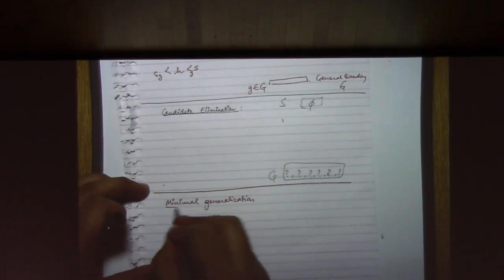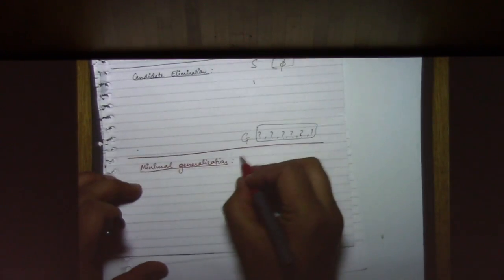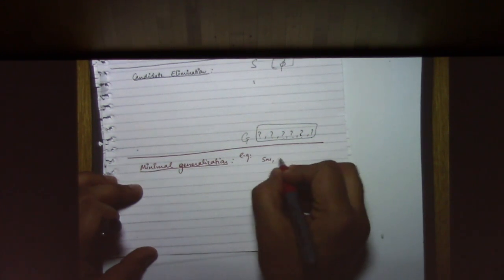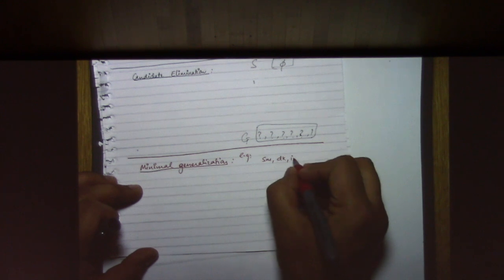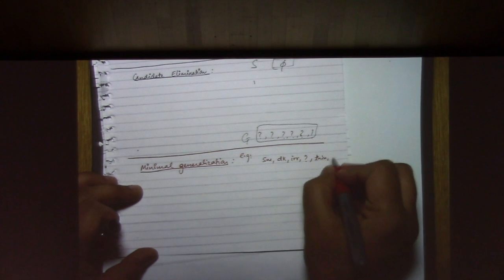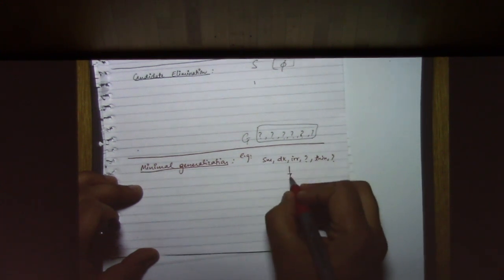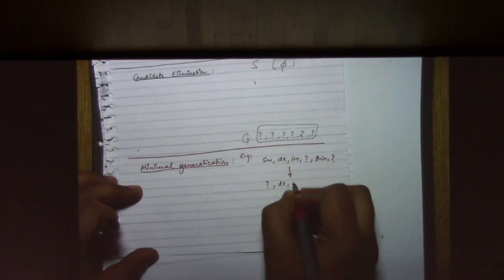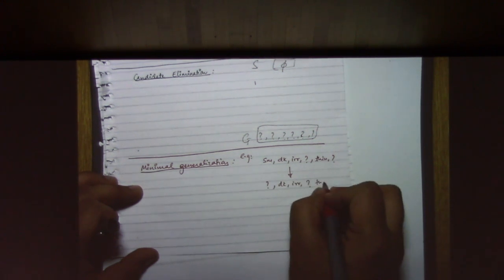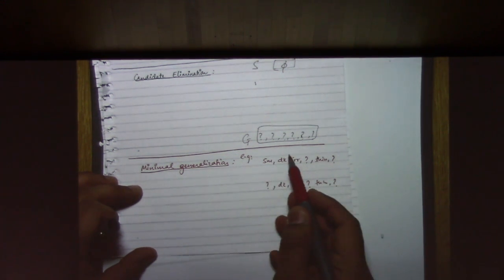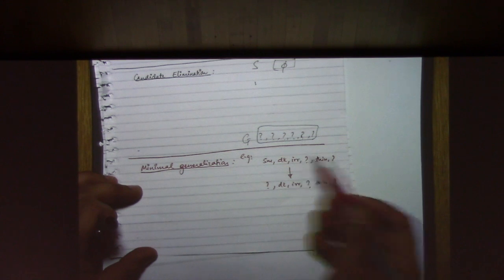So minimal generalization means that if you have a hypothesis like this: small, dark, irregular, question mark, thin, question mark, then the minimal generalization would be question mark, dark, irregular, question mark, thin, question mark, right? That would be one possibility, but you could have many. You could generalize this one, or this one, or this one. These you cannot generalize anymore, right?